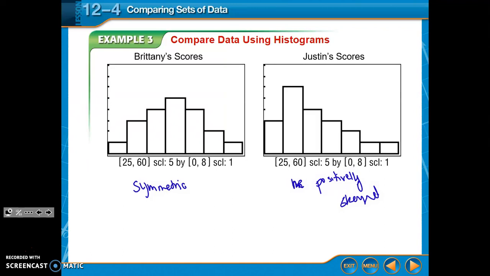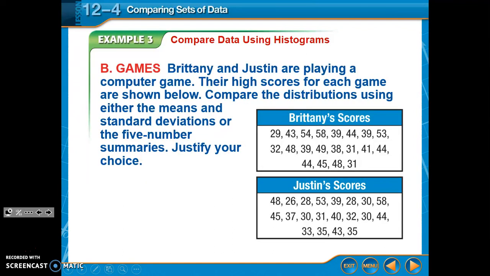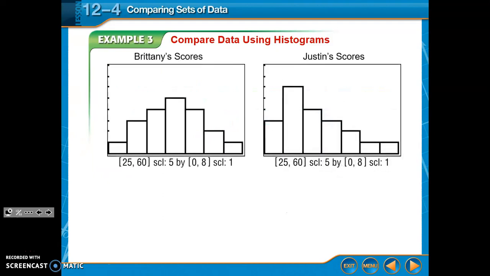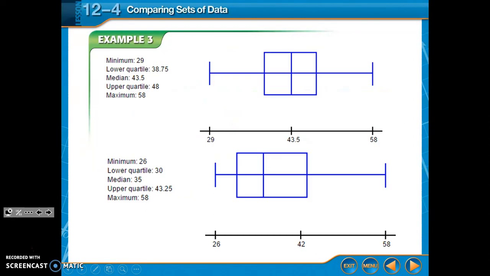Okay. The next part says compare the distributions using either means and standard deviations or the 5-number summaries. Now, because when we did these histograms, one of them was skewed and the other one wasn't, we have to use the 5-number summary. So what I did is I went to the calculator for making a box and whiskers plot. And I want to compare these. So this one is Brittany, and down here is Justin.